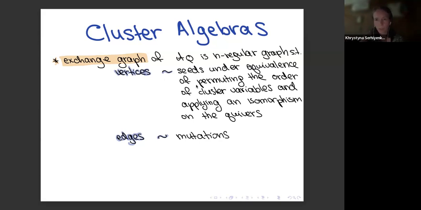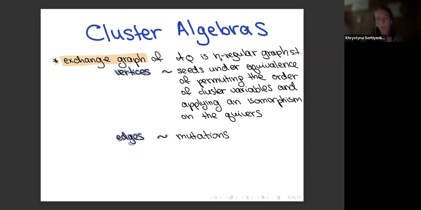So seeds under the equivalence where the cluster variables, these generators, are the same as the collection of generators, but maybe just permuted. And then the quivers would also be the same, just again permuted according to how the variables are permuted. So we always generally consider seeds up to this equivalence. Permuting the order and the vertices of the quiver, we can ignore that. And then the edges correspond to mutations. So in general, this thing is an n-regular tree, because that is if you have no relations at all.